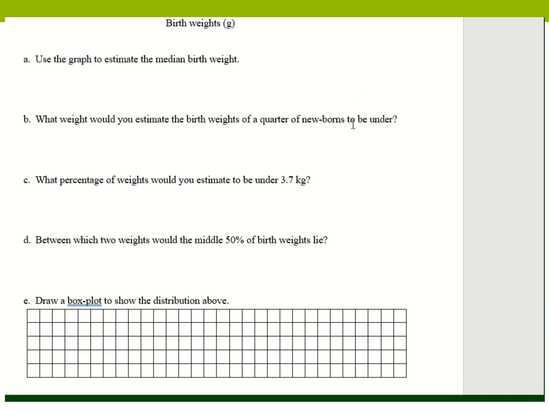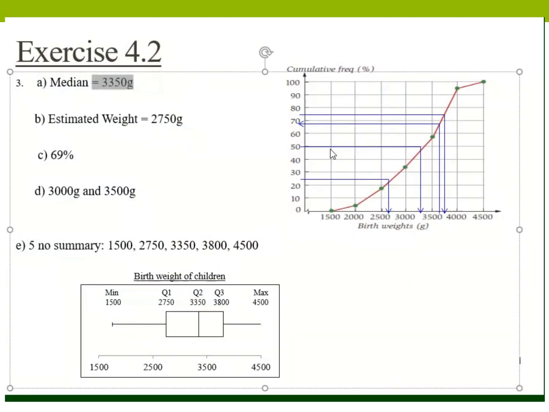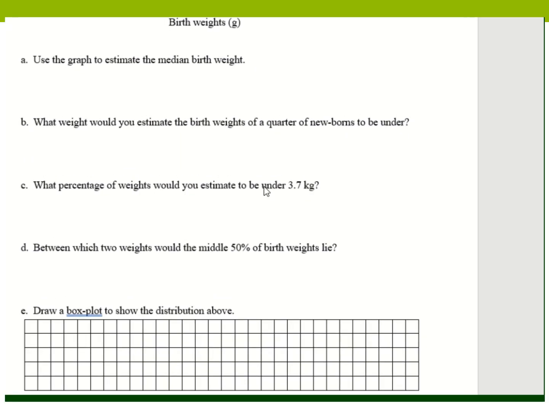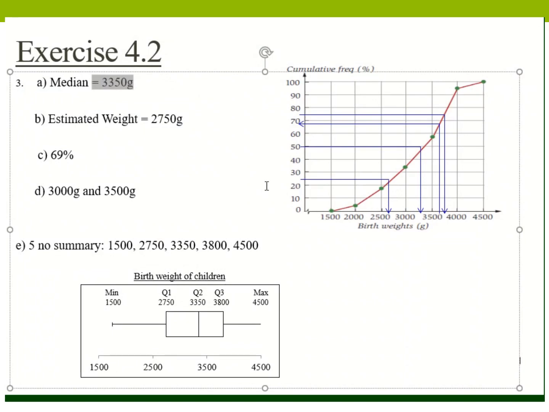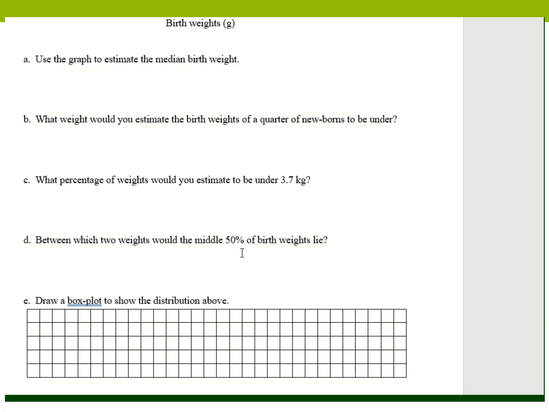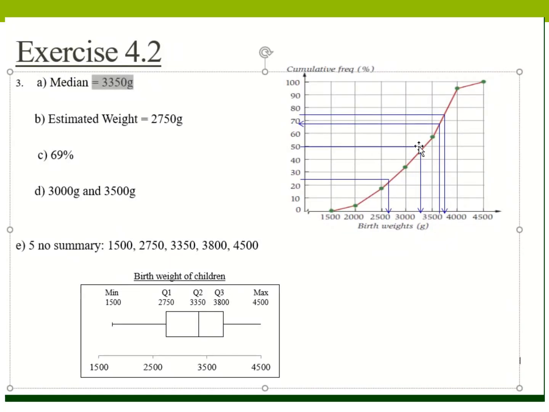Estimate a quarter of newborns to be under. Quarter is what? 1/4, 25%, come down. All right. What percentage would you estimate to be under 3.7 kg? So 3.7 kg is here. Under 3.7 kg, about 69%. You try to just estimate. Between which two weights the middle lies? So your middle 50% is between what? 3,000 and 3,500. So you need your 5-number summary.